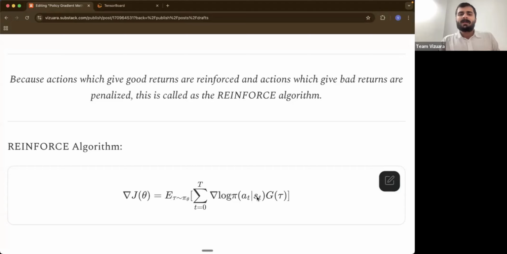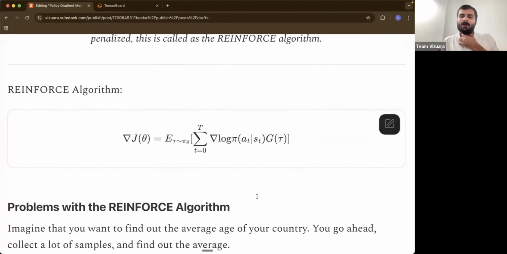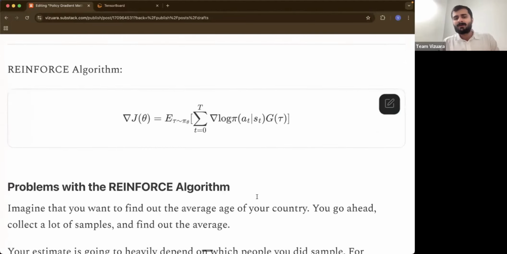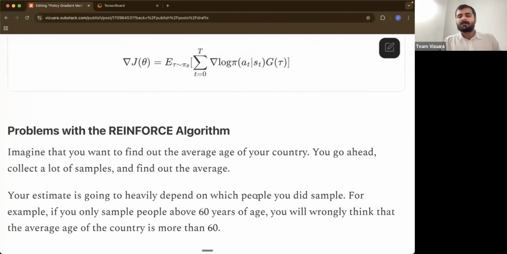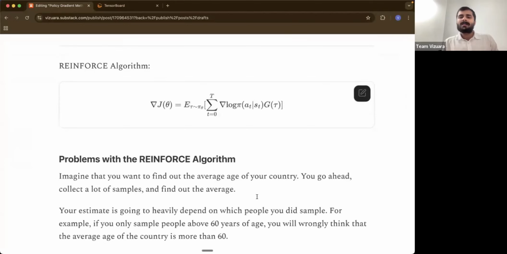Now, let's try to understand some of the issues which happened with the REINFORCE algorithm. Although it gave a very elegant expression for calculating the gradient of the performance measure, the main problem with the REINFORCE algorithm is that of variance. Look at this here. We are taking the expectation over all possible trajectories, right? And this is exactly the root cause of the problem.